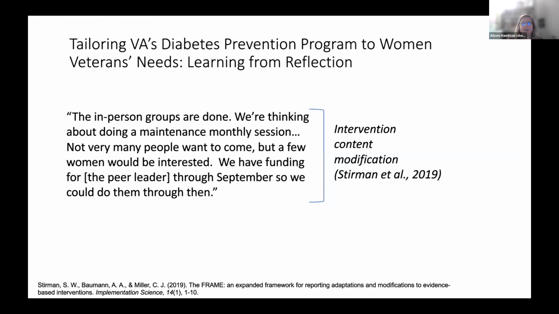Not very many people want to come, but a few would be interested. We have funding for the leader through September, so we could do them through then. So they're considering a modification to the intervention, and we used Shannon Wiltsey Stirman's framework to code adaptations to the intervention. There's a lot to explain about this, but it is in our workshop, and we're also happy to answer questions. Erin's going to be in and out with us today as well. So if there are questions about this, we can get to them later on too.